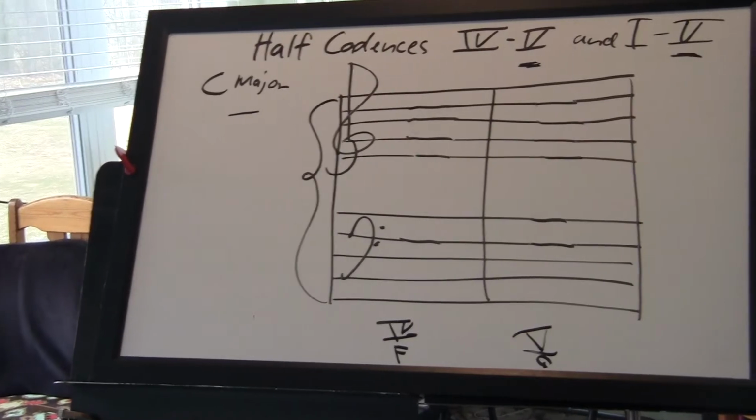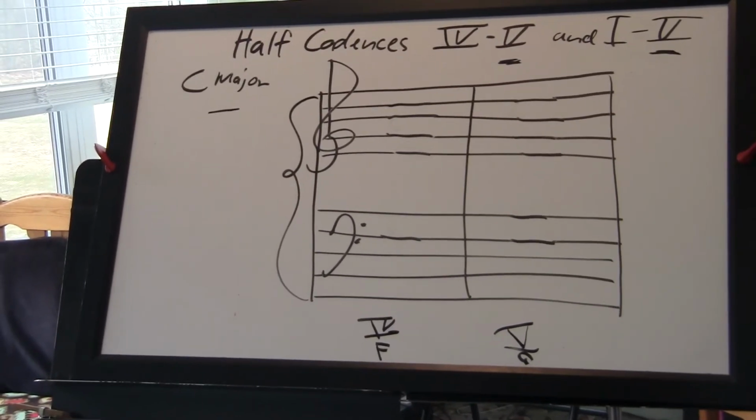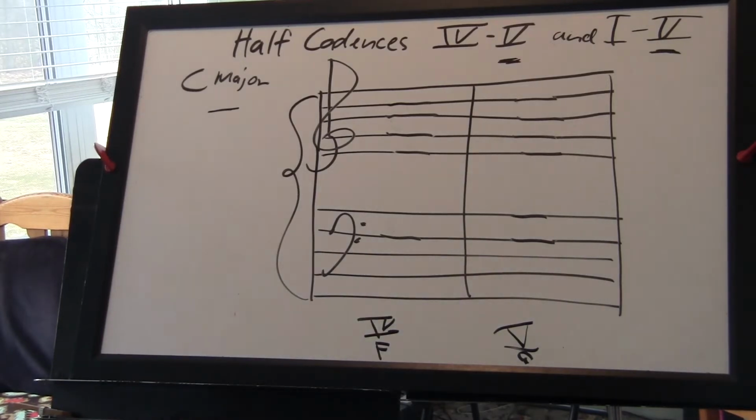So here we are. We're going to do this. It'll be fairly quick and simple, and it goes along the lines of the things that you've already done with other cadences, the authentic cadence, otherwise known as perfect, and the plagal cadence. So for half cadences, essentially the rules are the same.